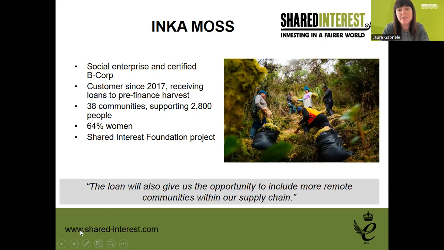So Shared Interest Finance, along with the support from Shared Interest Foundation, is helping Inca Moss to support an increasing number of communities and rural areas in navigating the challenges that they face. It's helping build their resilience by providing a stable income, offering environmental training and improving infrastructure. Since working with Shared Interest, Inca Moss have increased the number of harvesters they're working with from 1,900 to almost 3,000, and sales of moss have increased from 80 metric tons to 120 metric tons.